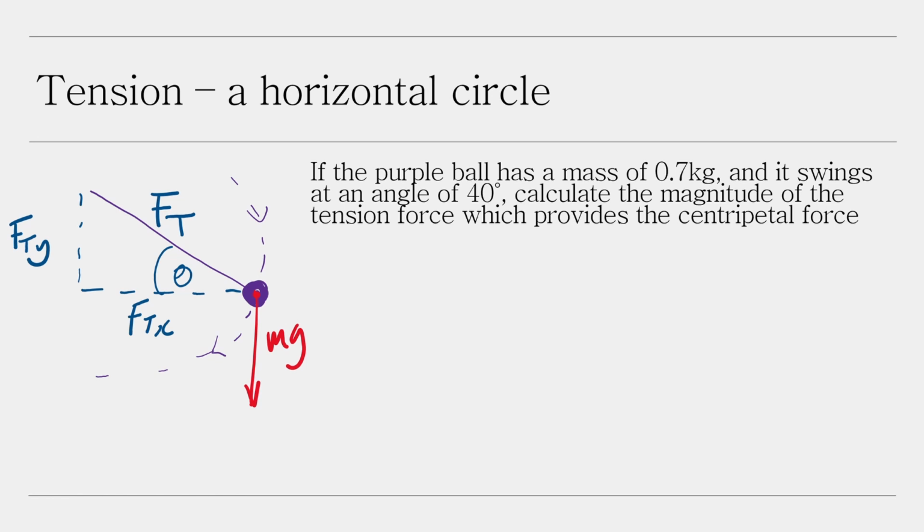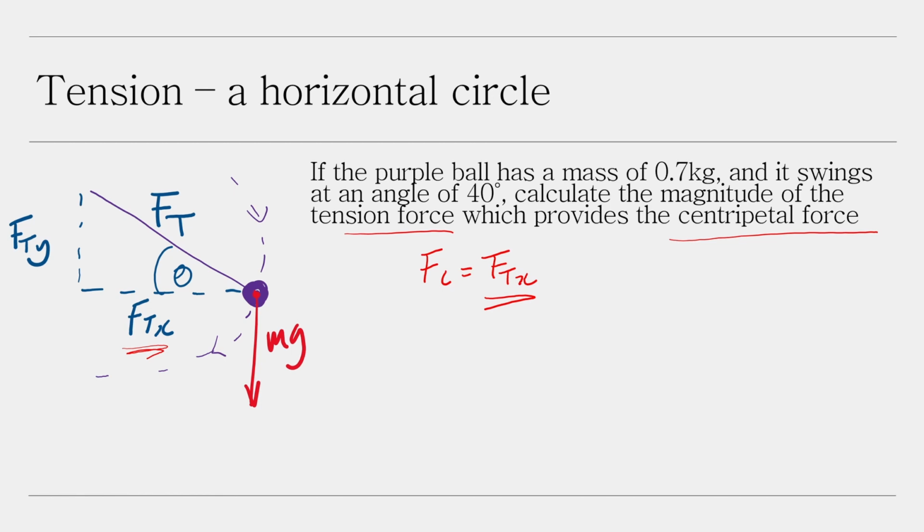Okay, so with that in mind, how might we approach this problem? We have the following question: if the purple ball has a mass of 0.7 kilograms, and it swings at an angle of 40 degrees, then calculate the magnitude of the tension force which provides the centripetal force. So that means I'm looking for FTX. I'm looking for this here. Now, how might I actually find that?